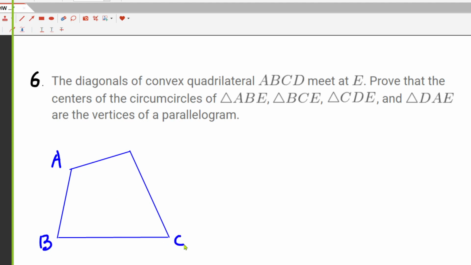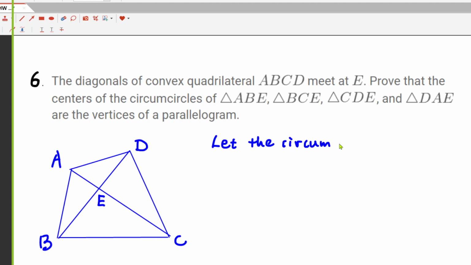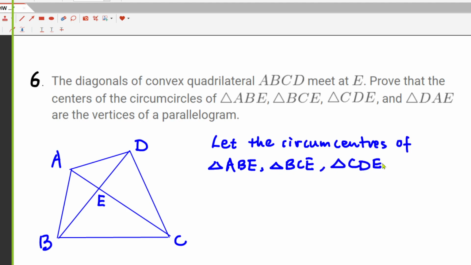Okay, ABCD is a convex quadrilateral, and the diagonals AC and BD intersect at point E. So basically we can let the circumcenters of triangle ABE, triangle BCE, triangle CDE, and triangle DAE be, let's use some letters to denote the circumcenters of these triangles, P, Q, R, S respectively.